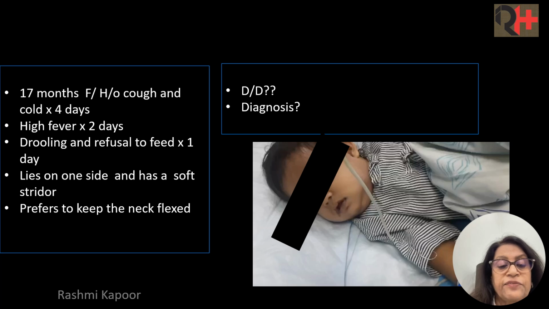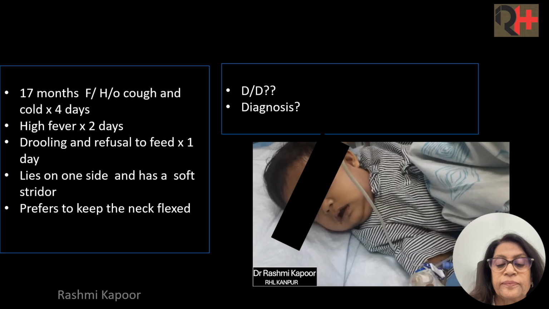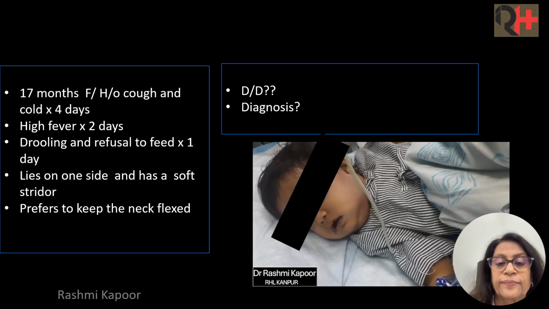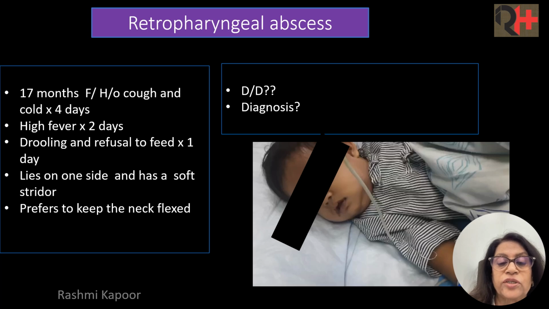Another child, a 17-month-old female, with a history of cough and cold for 4 days, high fever for 2 days, and drooling and refusal to feed for 1 day. The child lies on one side and has a soft stridor. There is a soft swelling of the neck, and the child prefers to keep his neck flexed. So we see this is the kind of stridor, or noisy breathing, we hear. So the diagnosis is retropharyngeal abscess.